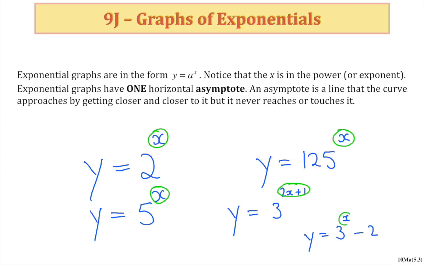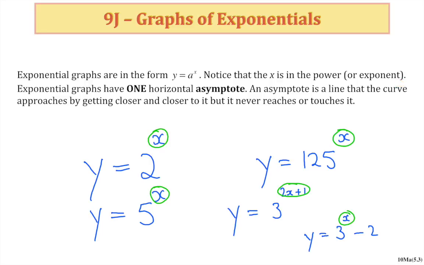Another name for an exponent is a power or an index. Remember, we've done indices. Indices just mean we're dealing with powers or exponents. So when you're graphing exponentials, you are graphing something where the x is part of the power or the exponent. So x is the power or the exponent.